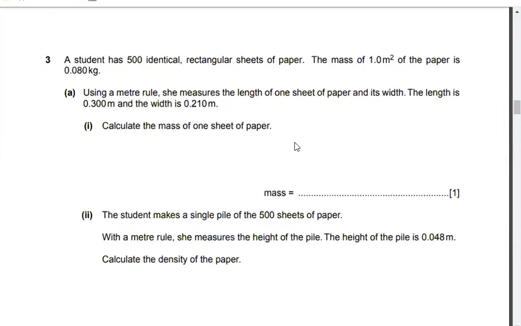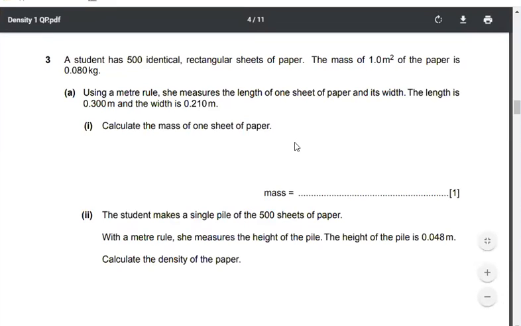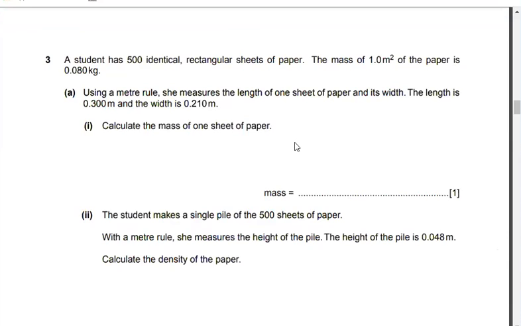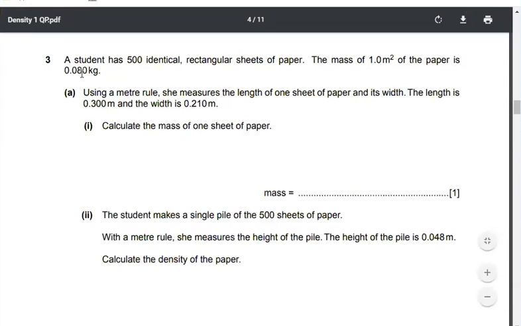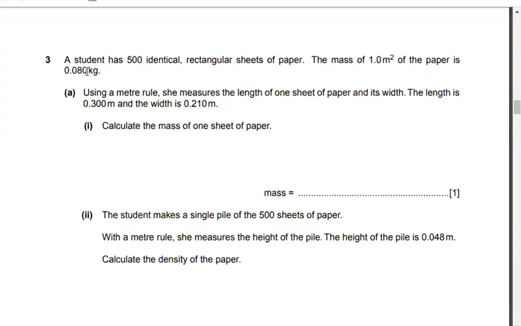What if I have an area of 2 meter square of paper? It will be 0.160 kg. What if I have 3 meter square? 0.240 kg. Basically, as you increase the area, you multiply the kg by the same number. If you multiply 1 by 2, that gives 2 meter square, and you multiply the kg also by the same number. So can I say it is like the unitary method?